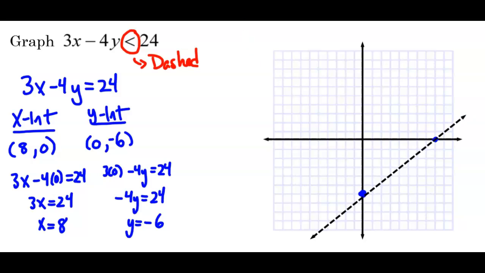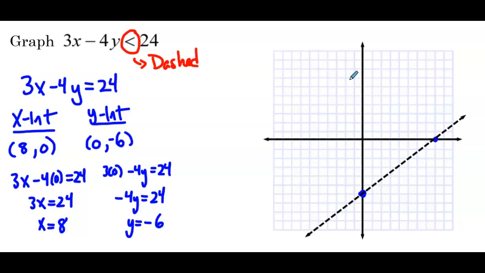Okay, so there's our line. I need to fix this side a little bit. There we go. Okay, so there's the line through the points. It's a dashed line. And now we have to figure out where we're going to shade. So this one's not as easy, so let's use a test point.